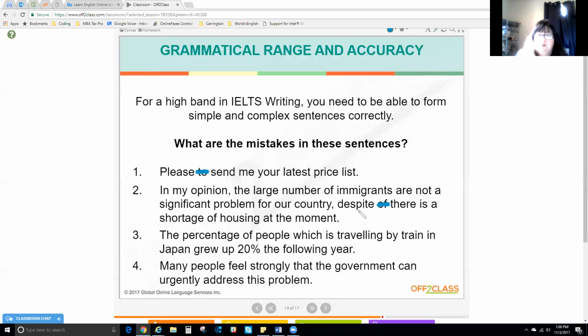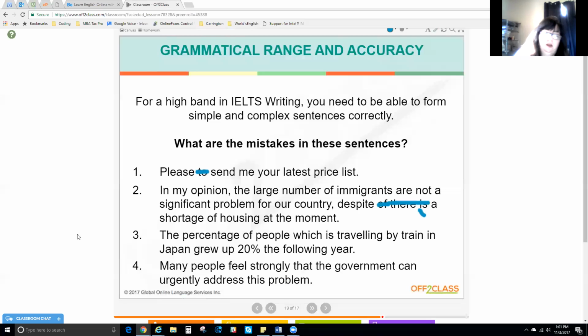Okay, there's a couple ways you could word this, but "of" doesn't belong in here. You could say, "despite that there is a shortage of housing at the moment," or "despite there being a shortage of housing at the moment," and you get rid of "is also." Or you could just get rid of all of this and say, "despite a shortage of housing at the moment." So that's probably the most correct or easiest way to fix that sentence.